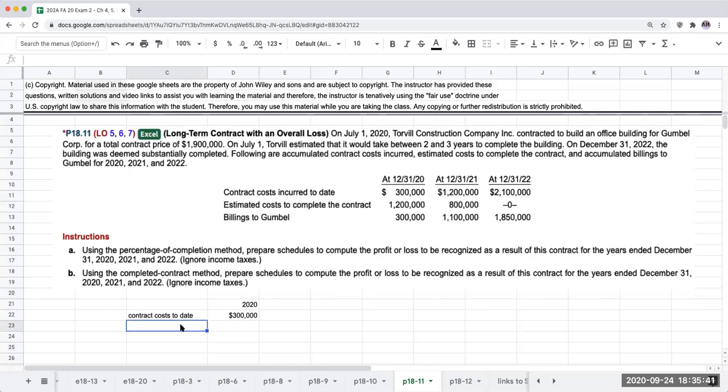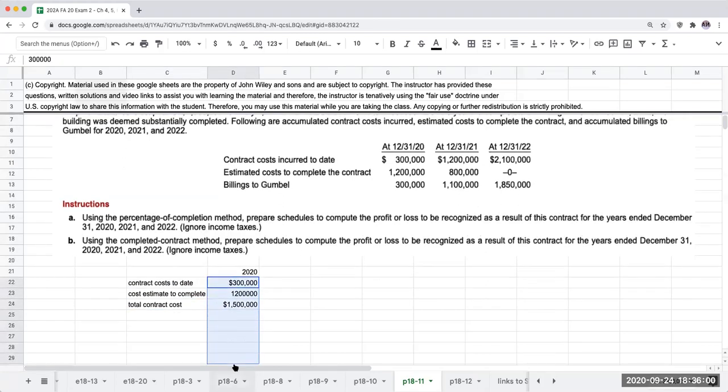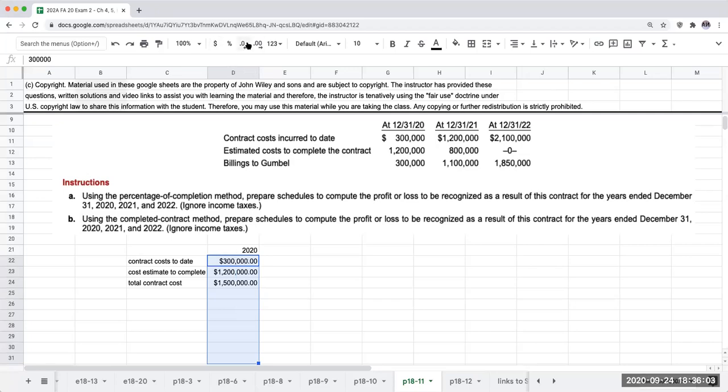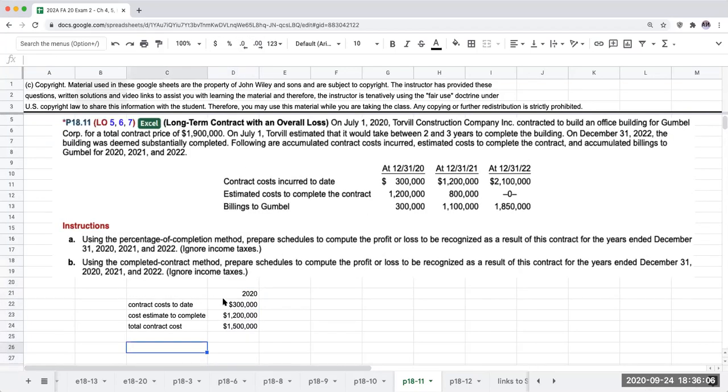This is the first year. Estimated to complete. The costs to complete is $1.2 million. So my total contract cost is going to be $1.5 million. So as we're going through and doing this, we say to ourselves, okay, how much profit do we recognize using the percentage of completion method? And again, just by looking at this, we're at about 20% through, so we should be recognizing about 20% of the gross profit, but let's see how this plays out.